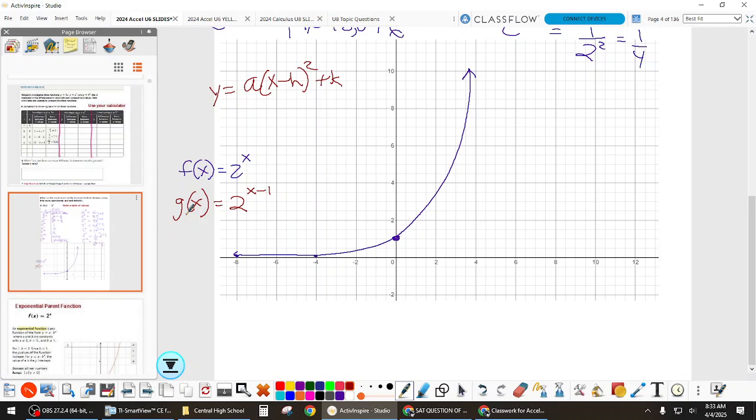Which means now this y-intercept would actually be on 1. This graph is scaled weird. And then what would the new y-intercept be? Higher or lower? Lower. Yeah, because 2 to the 0 minus 1 is 2 to the negative 1, which is what? It's 1/2. Okay? So this would do that instead.